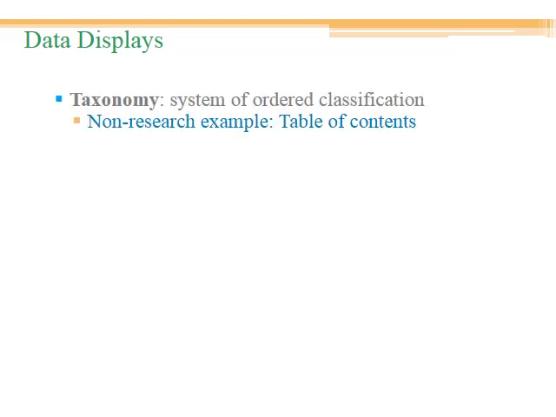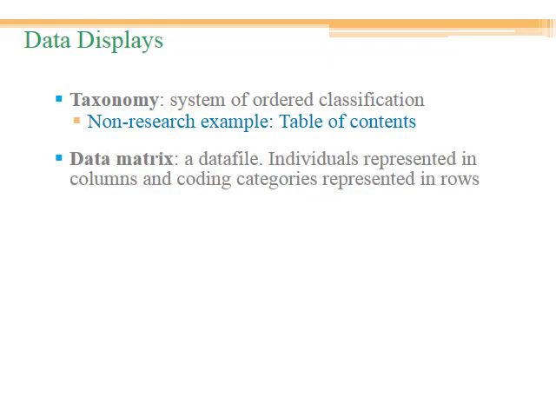There are 4 data displays that we'll review here. A taxonomy is a system of ordered classification. So a table of contents is an example of this, even if it's not a research example. You're already familiar with data matrix from last week's chapter. In qualitative analysis, a data matrix includes columns for each individual in your study, and the coding categories are in the rows.